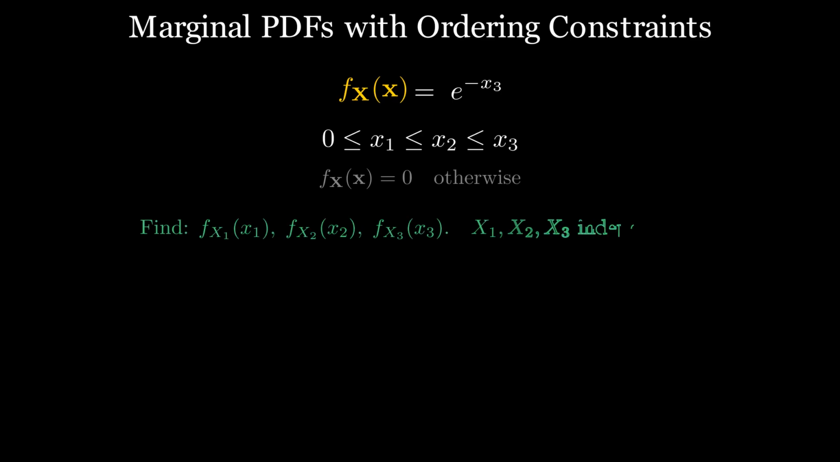Our task: find the 3 marginal densities f of x1, f of x2, and f of x3 by integrating out the other 2 variables in each case. Then decide whether the components are statistically independent. Start with the marginal of x3.